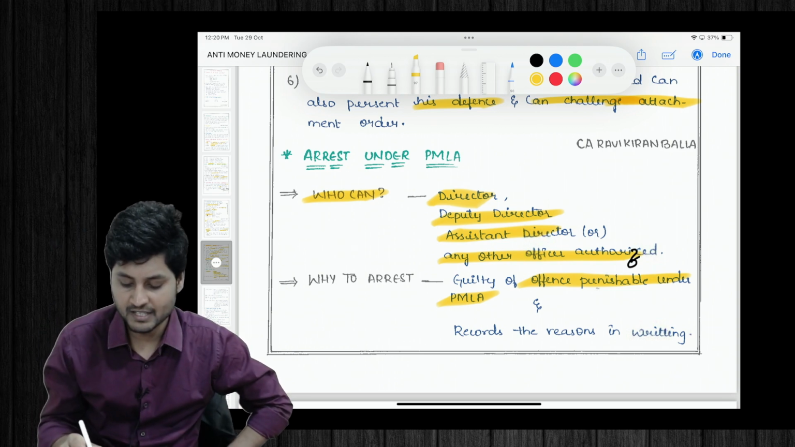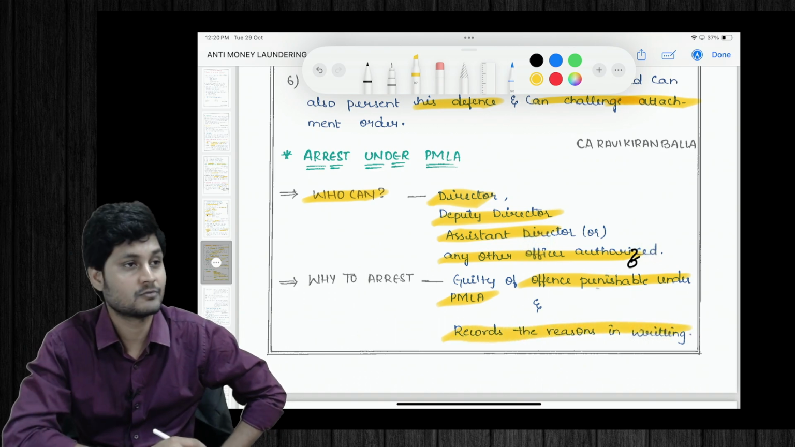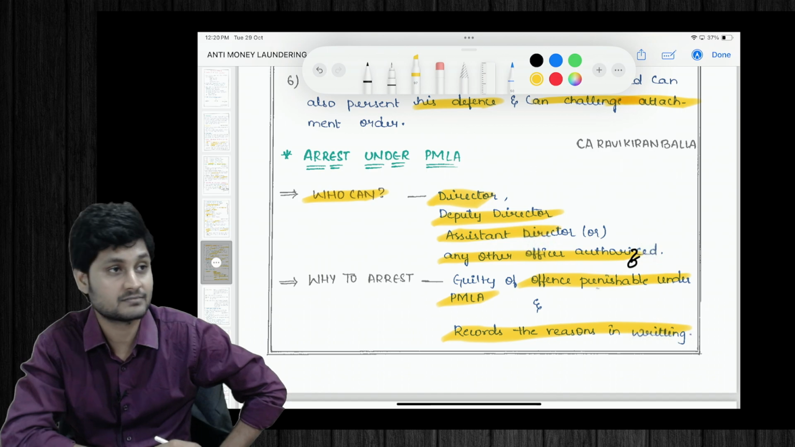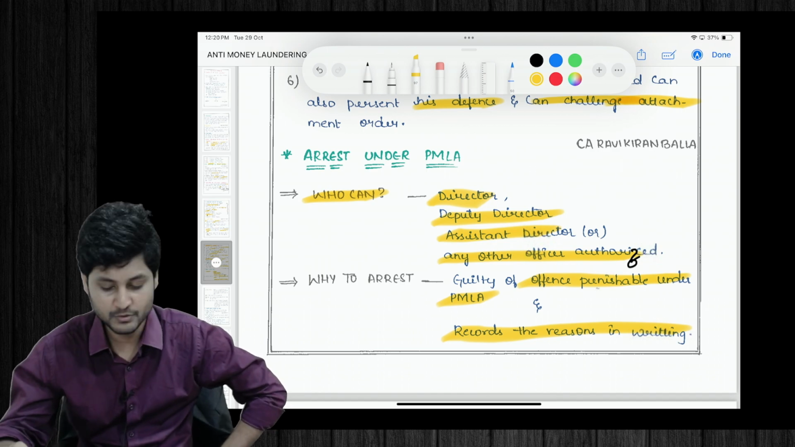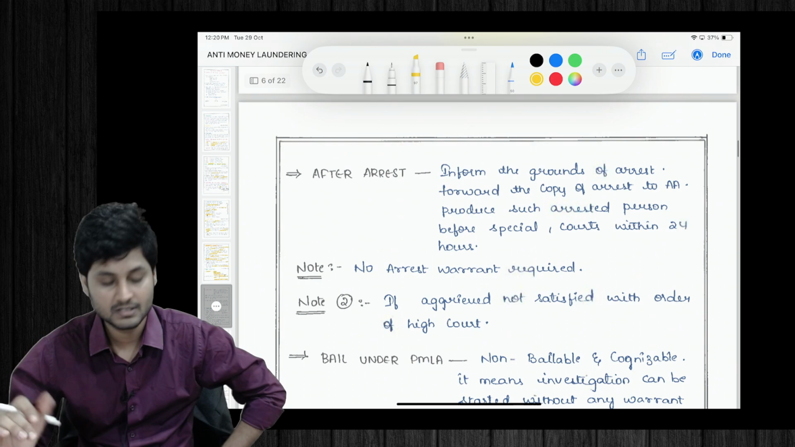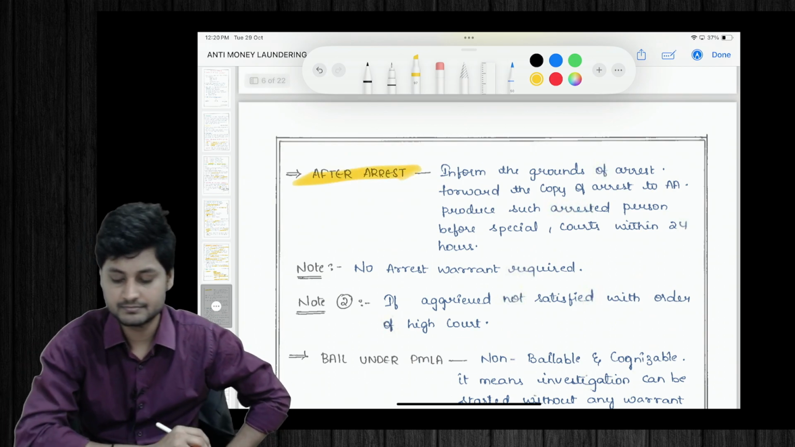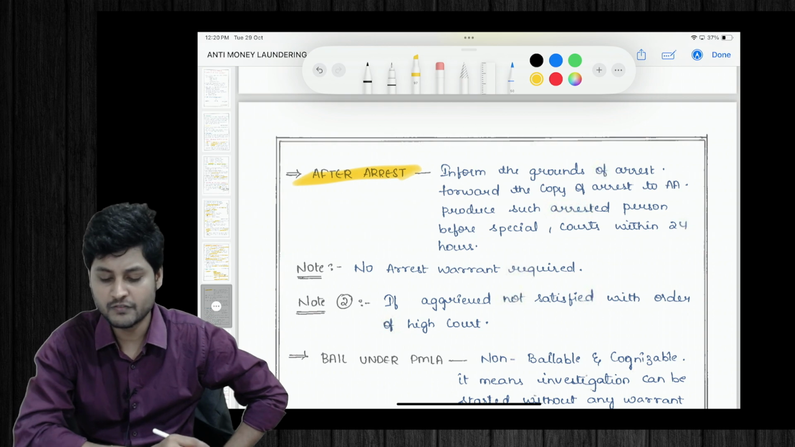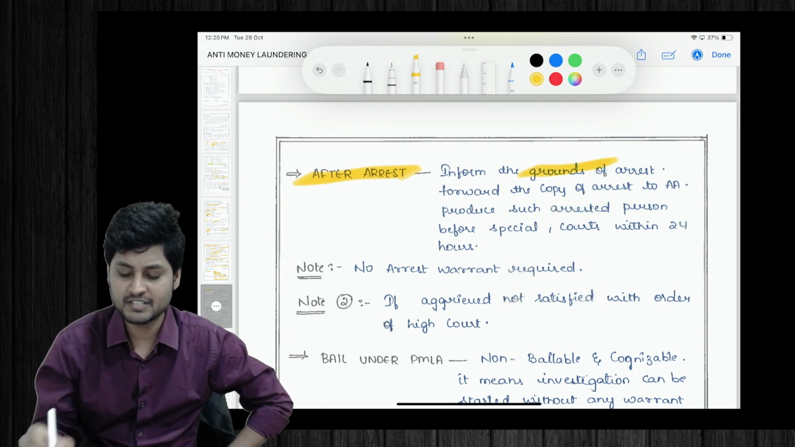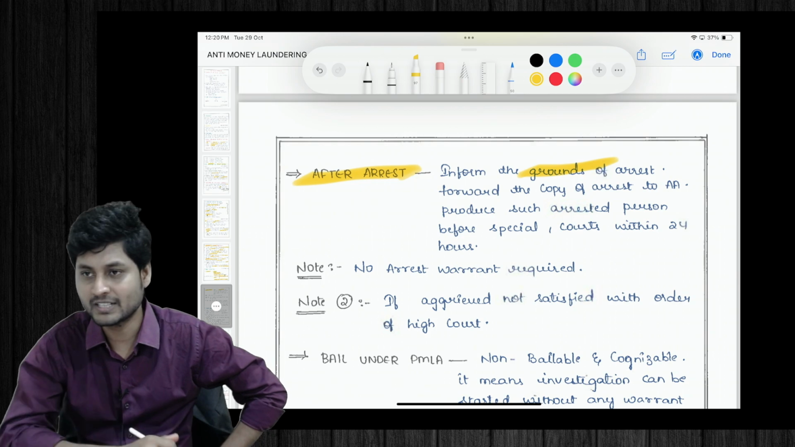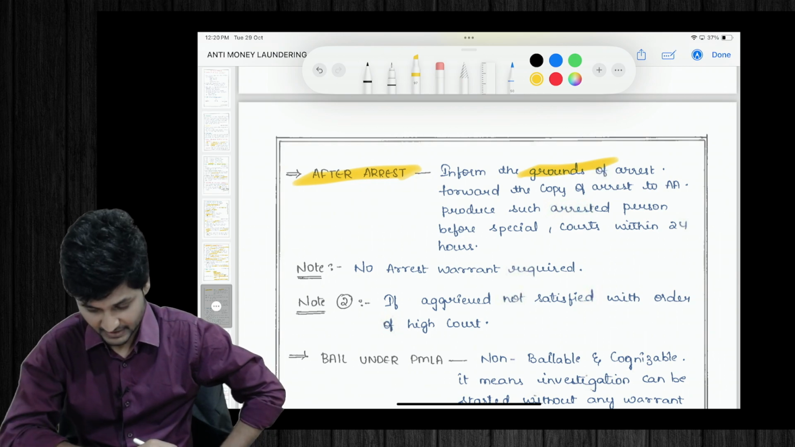And also before arresting we need to record the reasons in writing. What exactly happened? Why are we arresting? It must be recorded in writing. Why to arrest him? And after the arrest is made, inform the grounds of arrest. Grounds of arrest అంటే why? ఎందుకు? Why? Inform the grounds of arrest.